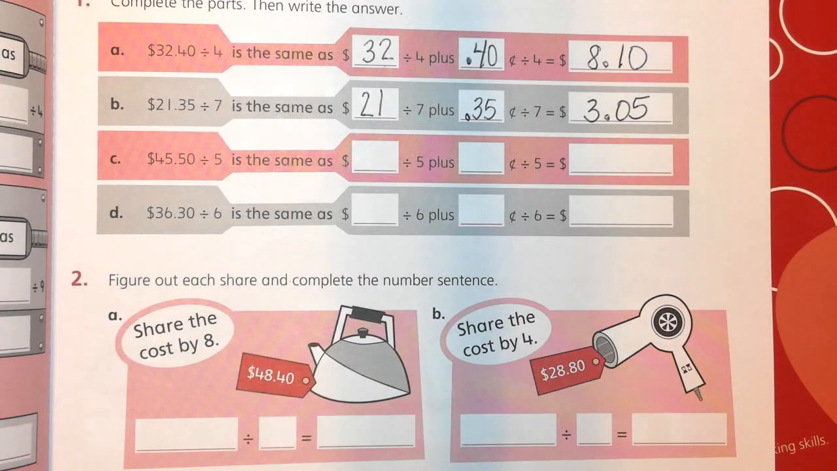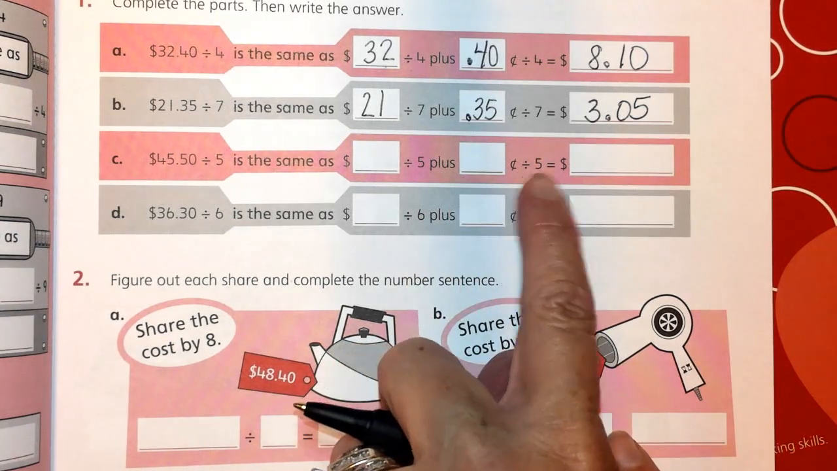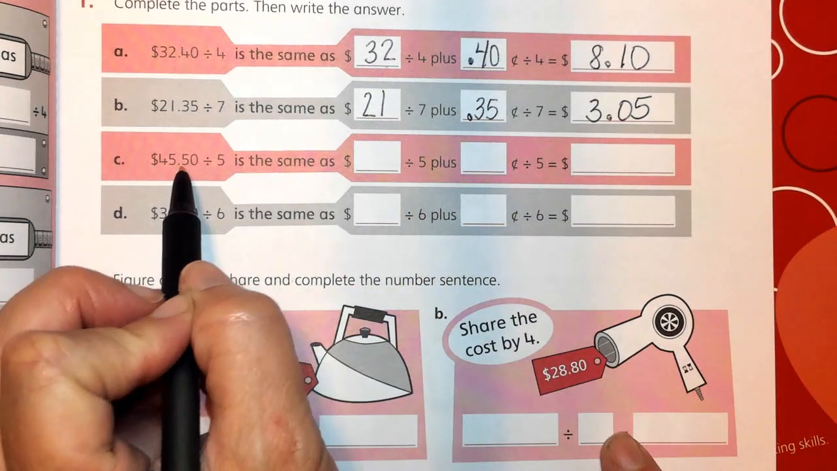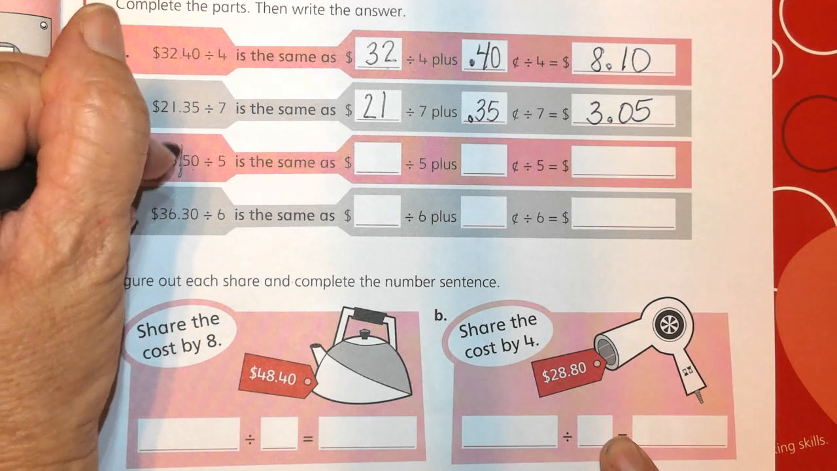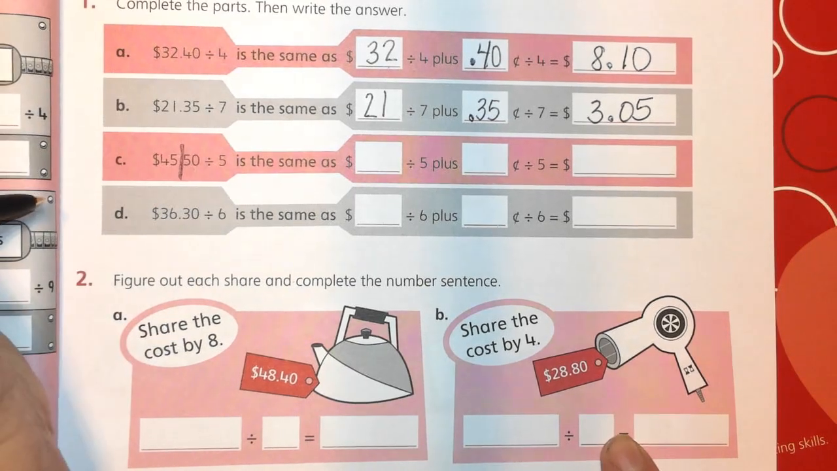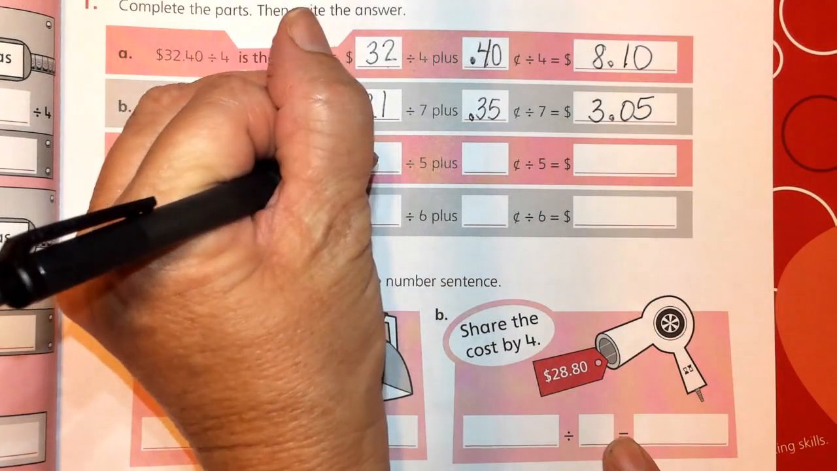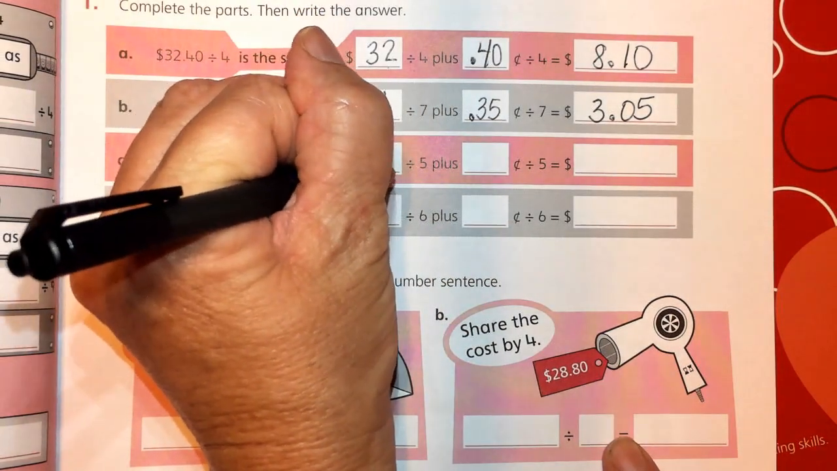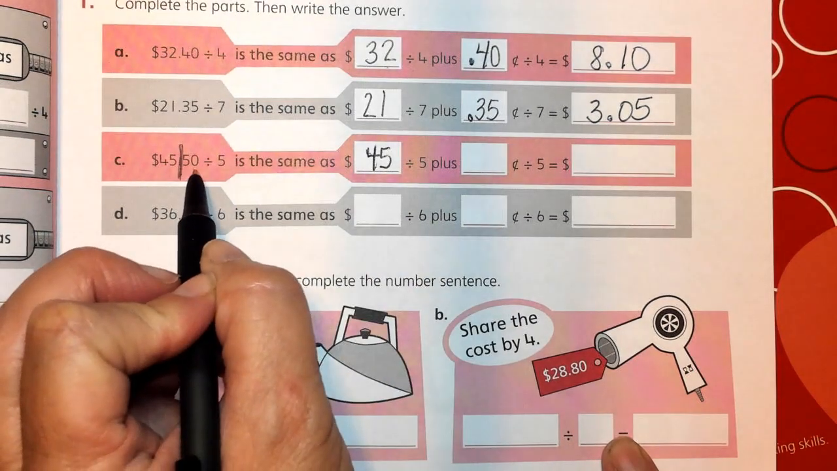For letter C, we have $45.50 divided by 5, which is the same as dollars divided by 5 plus cents divided by 5. So we have to break this up into dollars and cents. I'm going to put a little line here to separate the dollars and cents, because that's what the decimal does. And I'm going to put my 45 here, 45 divided by 5, and my 50 cents here.